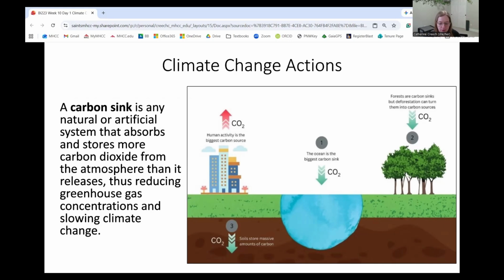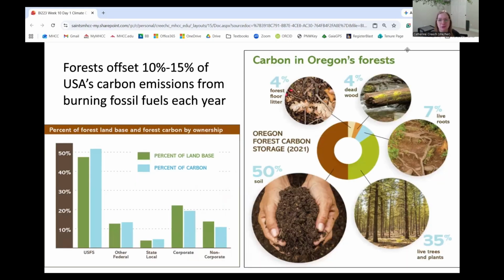When I'm thinking about what we can be doing, I love thinking about forests. So Oregon's forests are incredible. We have a ton of forested land. And in general, forests in the United States offset 10 to 15% of our annual carbon emissions. And that's fantastic. That's a good amount.